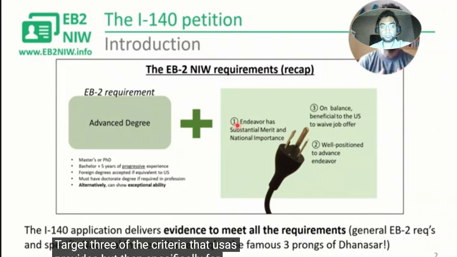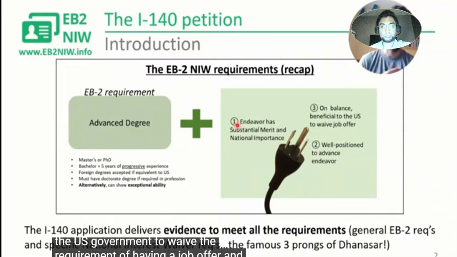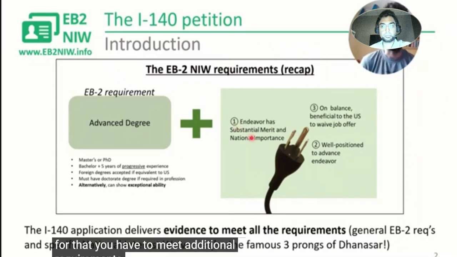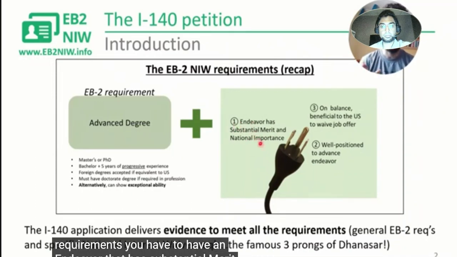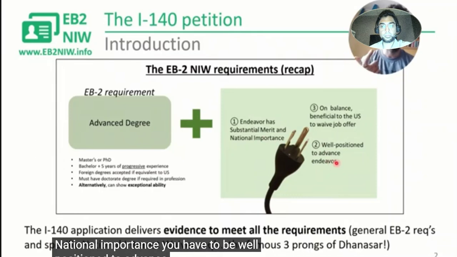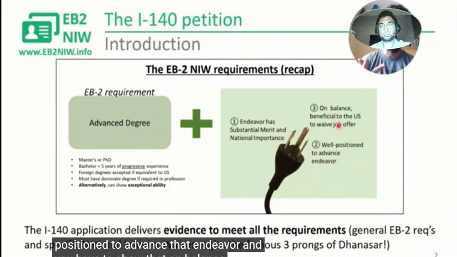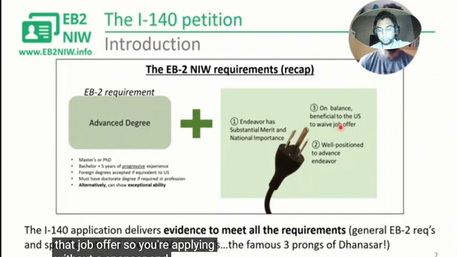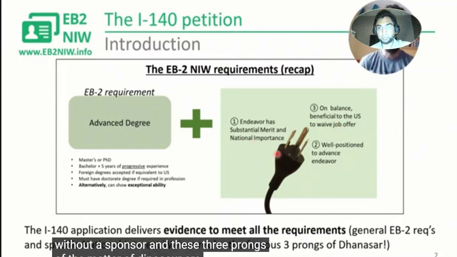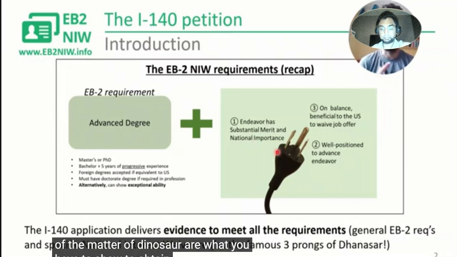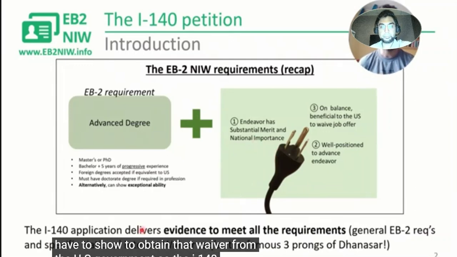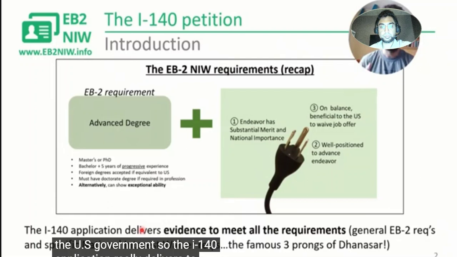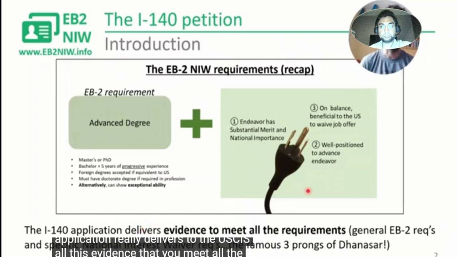But then specifically for national interest waiver, you're asking the US government to waive the requirement of having a job offer. And for that, you have to meet additional requirements. You have to have an endeavor that has substantial merit and national importance. You have to be well positioned to advance that endeavor, and you have to show that on balance, it is beneficial to the United States to waive that job offer. So you're applying without a sponsor. And these three prongs of the Matter of Dhanasar are what you have to show to obtain that waiver from the US government. So the I-140 application really delivers to USCIS all this evidence that you meet all the requirements shown in this diagram.